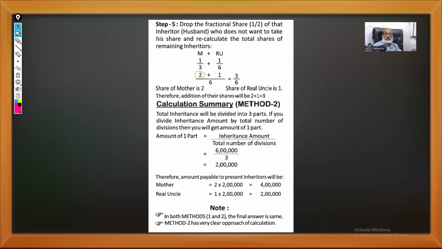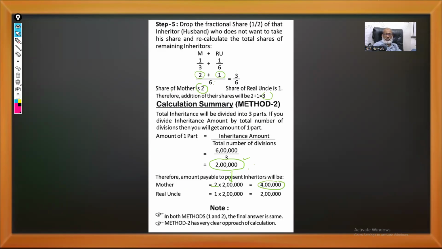It means the total estate of the deceased will be divided into 3 parts. We divide the 6 lakh rupees by 3, so one share will be 2 lakh rupees. And the mother is getting 2 shares, so multiply the 2 shares with the 2 lakh, and you will get 4 lakh rupees. Directly we are getting the answer here.